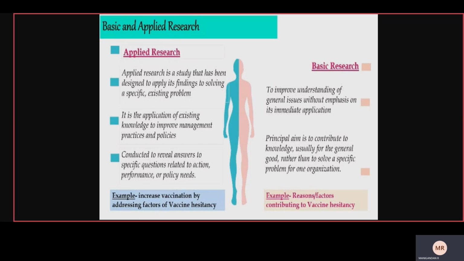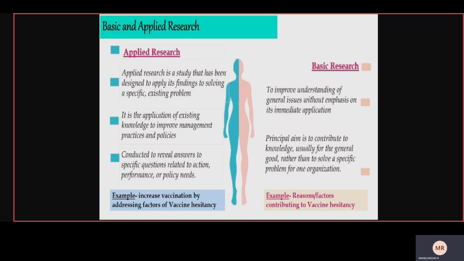That is a duplication. If you copy the same research article or manuscript and send it to some journal, that is a duplication. But if you find a good article or journal which is very important in the current scenario, and you discover something they have not discovered, include it and give a proper solution, then it can be accepted. It is conducted to reveal the answer to the specific question related to actions, performance, and policy needs. And these are applied research.